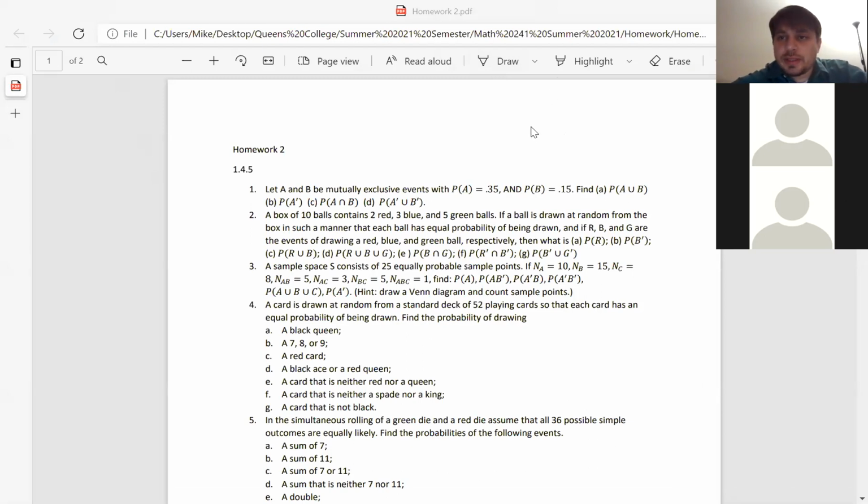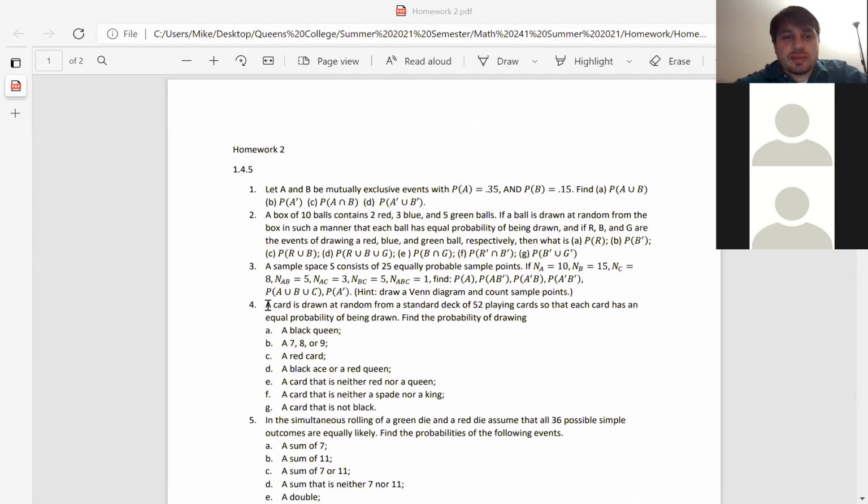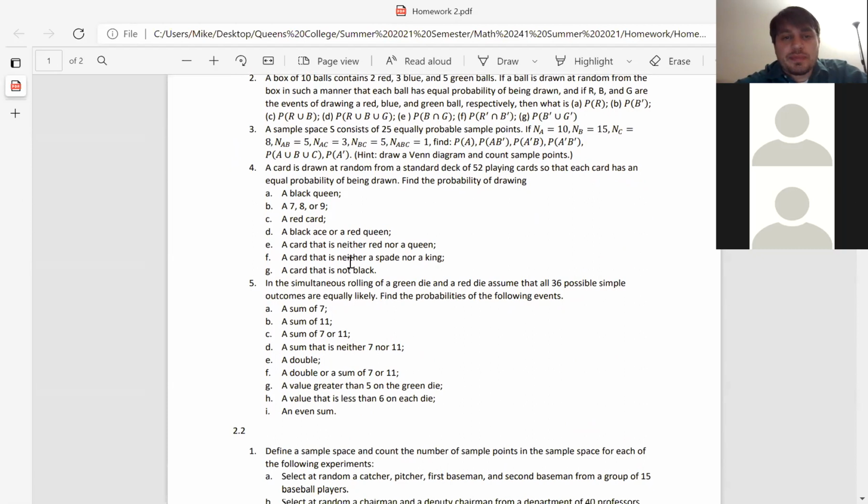Anyone have any questions? Okay, so for instance, in homework 2, 1.4.5, number 4, it says a card is drawn at random from a standard deck of 52 playing cards, so that each card has an equal probability of being drawn. Find the probability of drawing each of the following. Let's say for part A, the probability of a black queen. I'm just going to denote it as BQ.